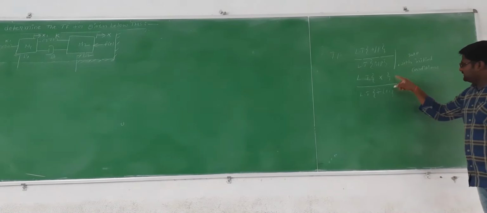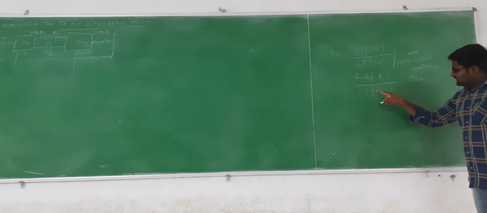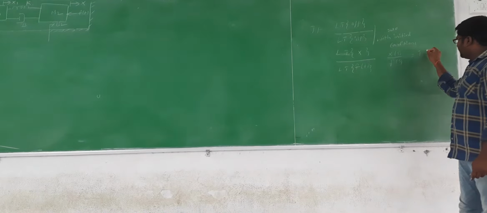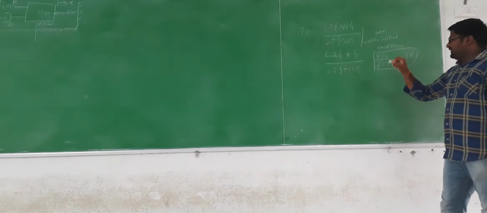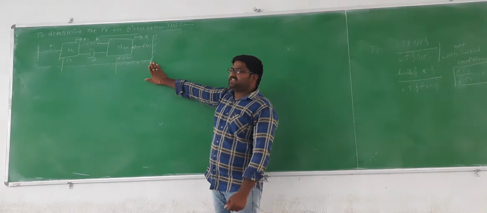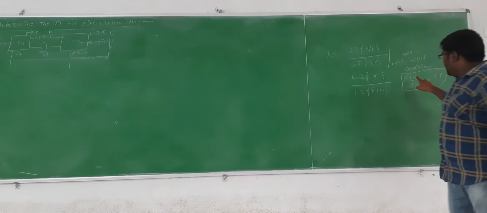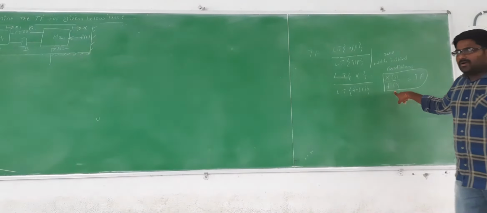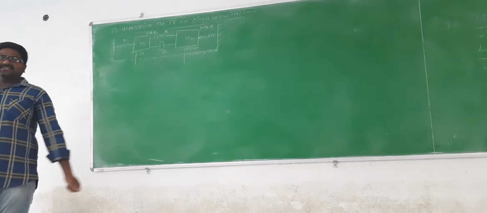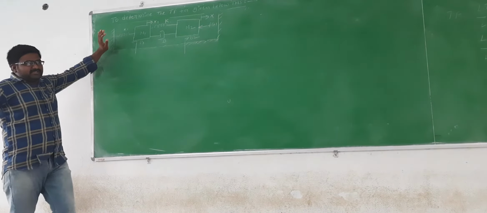So the Laplace transform of x is X of s, and the Laplace transform of f of t is F of s. This is the transfer function of the given translational mechanical system. So we are determining the transfer function X of s by F of s. Okay, so I will explain the procedure to determine the transfer function of a translational mechanical system.